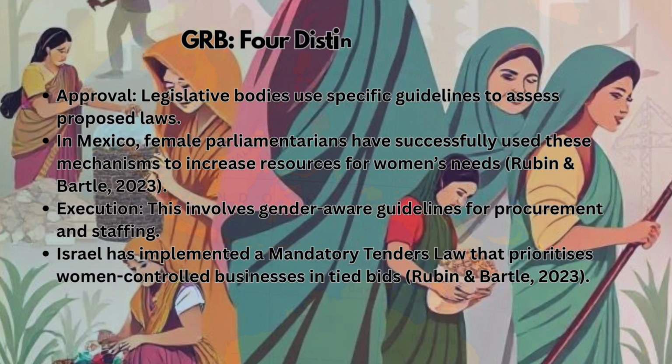With regard to the approval step, we find that legislative bodies use specific guidelines to assess proposed laws. For example, in Mexico, female parliamentarians have successfully used these mechanisms to increase resources for women's needs. And in the execution phase, this involves gender-aware guidelines for procurement and staffing. For example, Israel has implemented a mandatory tenders law that prioritizes women-controlled businesses in tight bids.